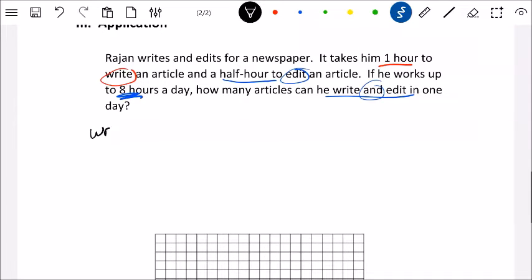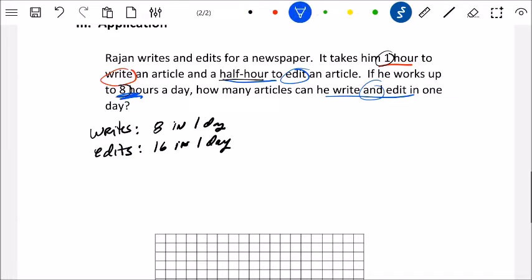So let's think about the information that's here. If he's going to write articles in one day, he can do 8 of them because it takes 1 hour each, and he has 8 hours to work with. If he just edits them, he can do 16 in one day. That's because he only needs a half an hour. So every hour he can do 2 of them, and if he's got 8 hours, that makes for 16.